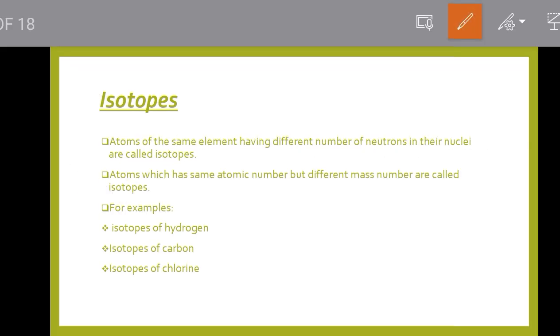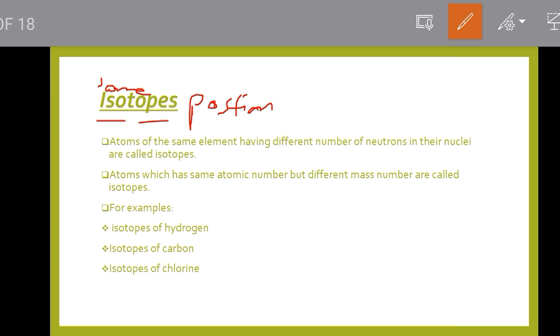Isotope is actually a combination of two words, iso and tops. Iso means same and tops means position. So isotopes are like the elements of the same atom. They have the same position in the periodic table. They are like siblings. Isotopes of the same element are like siblings.